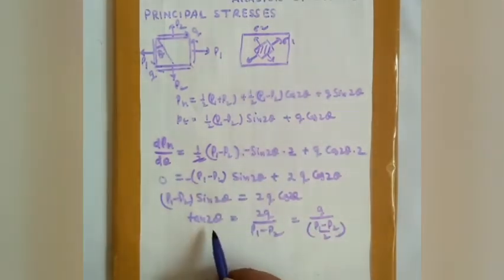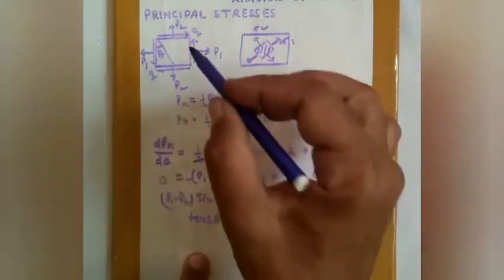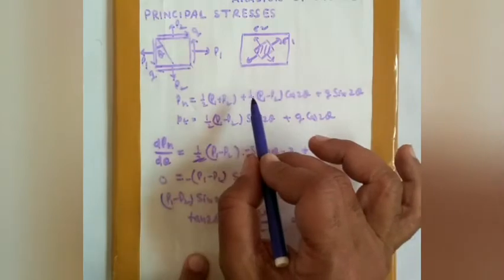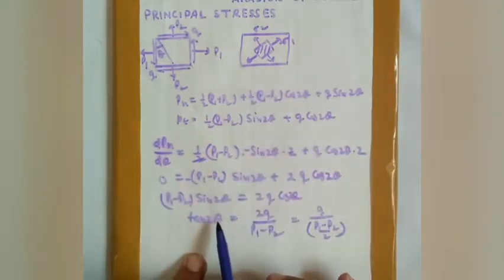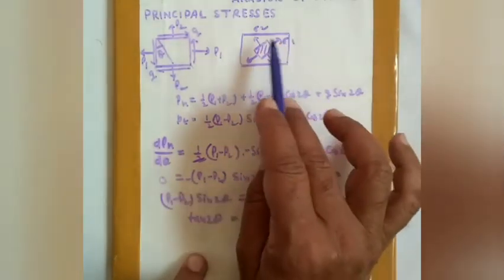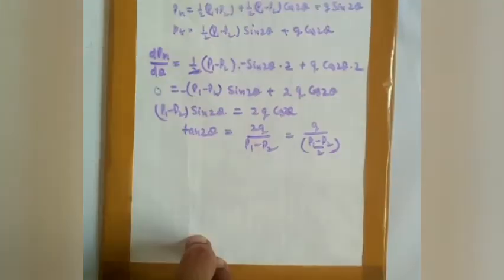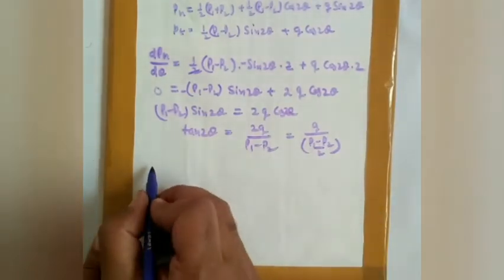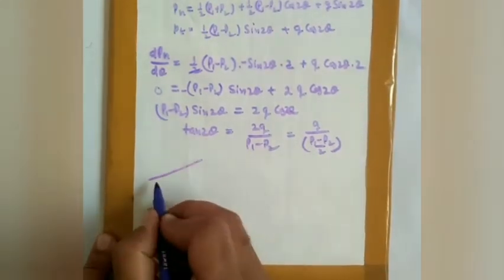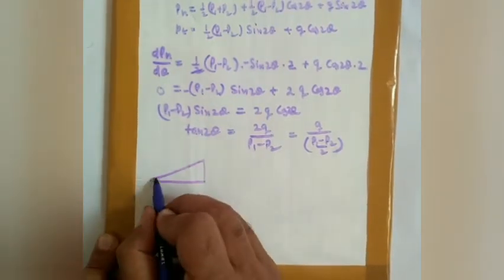So this expression gives us the value of theta for which the normal stress will be maximum or minimum, or the two values given by this theta will give us sigma 1 and sigma 2, which are the major and minor principal stresses. Since tan 2 theta is q by (P1 minus P2)/2, drawing a right angle triangle, so that we have to find sine 2 theta and cos 2 theta.